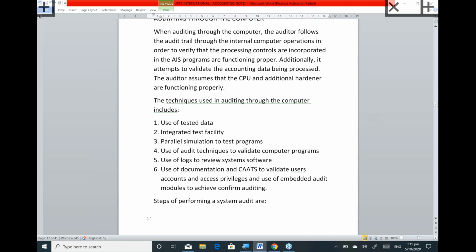Steps of performing a system audit. Let's look at the steps in performing a system audit. Now, before that, our assignment is to go and check the types of computer software. I mentioned 3 the other time. Types of computer software, and write short notes on them.